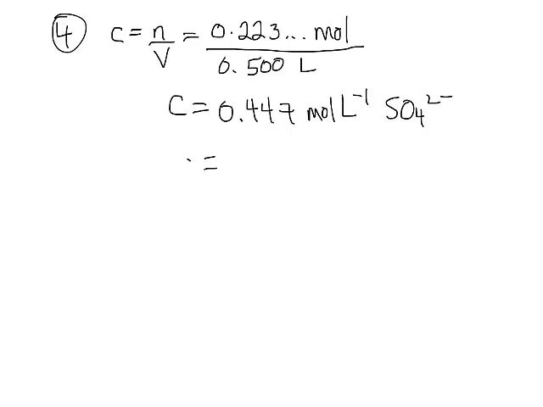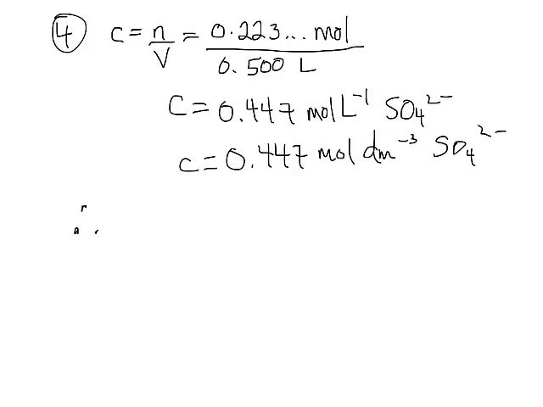If you were writing this for IB, you would say 0.447 moles per decimeter cubed of sulfate ions. So then you would include a therefore statement and say, therefore, the concentration of sulfate ions is 0.447 moles per decimeter cubed.